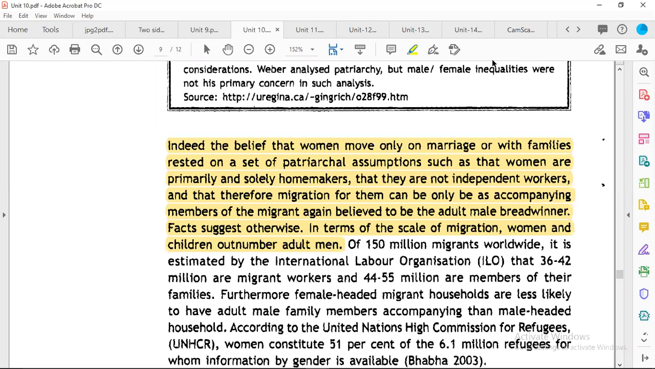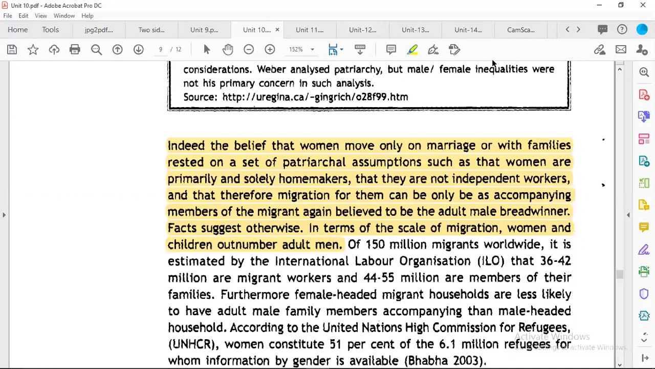Indeed, the belief that women move only on marriage or with families rested on a set of patriarchal assumptions, such as that women are primarily and solely homemakers, that they are not independent workers, and that therefore migration for them can only be as accompanying members of the migrants, again believed to be the adult male breadwinner. That suggested otherwise, in terms of the scale of migration, women and children outnumber adult men.